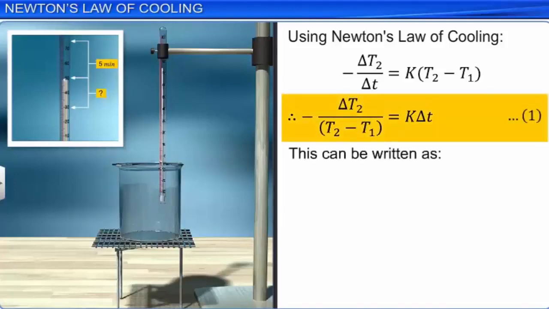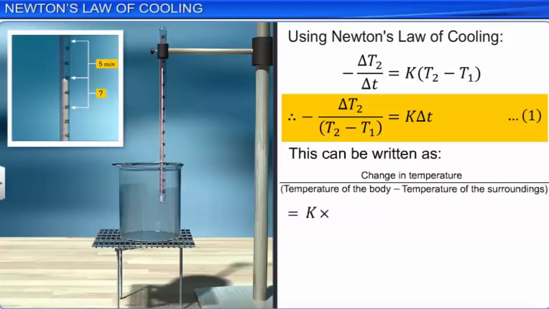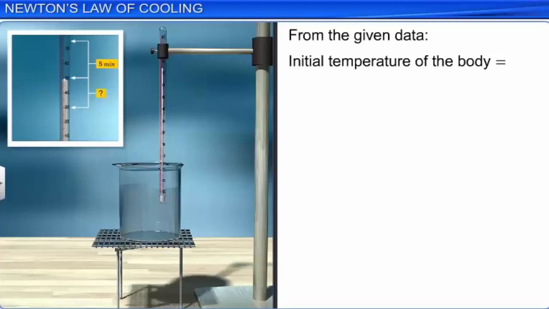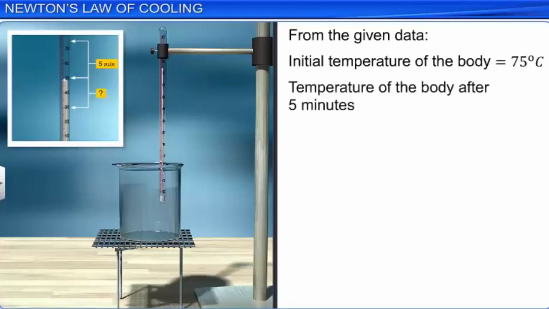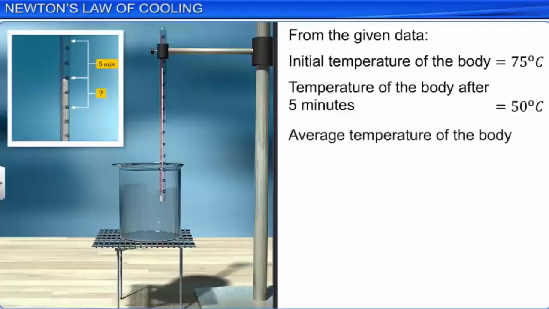This can be written as a change in the temperature by temperature of the body minus temperature of the surroundings is equal to K into time. It is given that the initial temperature of the body is 75 degrees Celsius and its temperature after 5 minutes is 50 degrees Celsius. Since the temperature of the hot body is not constant, the average of the initial and final temperatures has to be calculated to arrive at the value of T2. When the body is cooled from 75 degrees Celsius to 50 degrees Celsius in 5 minutes, the average temperature of the body is the average of 75 degrees Celsius and 50 degrees Celsius, which is equal to 62.5 degrees Celsius.